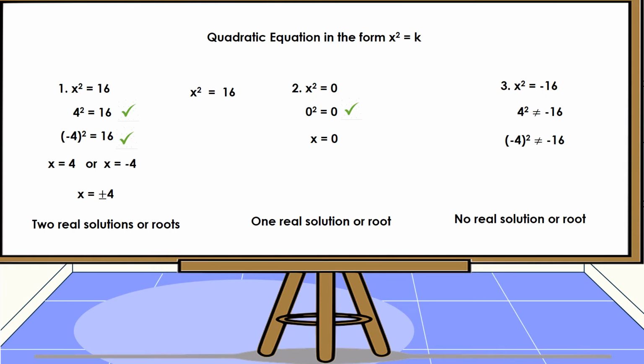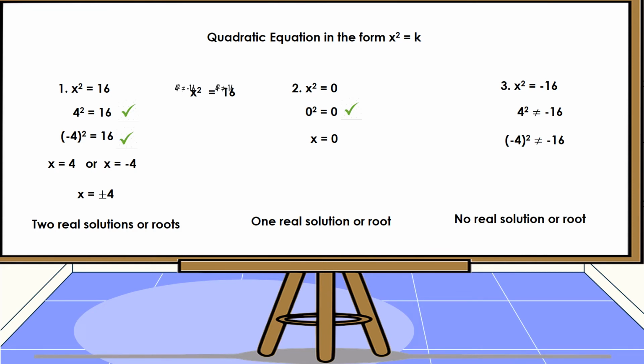We write the roots or the solutions as x is equal to 4 or x is equal to negative 4, or x is equal to positive or negative 4. Let's count the number of solutions or roots, 4 and negative 4. So there are 2 real solutions or roots. We can apply the method of getting the square root of both sides. The square root of x squared is x and the square root of 16 is positive and negative 4.